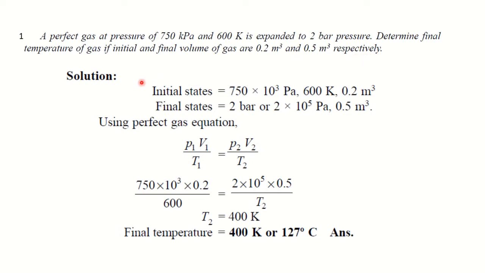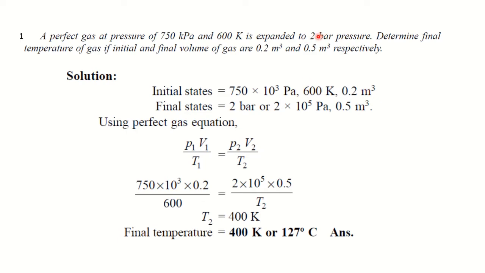So it's a very simple example. The initial states are, this is the pressure given, kilopascal. So I just wrote 750 times 10 to the power of 3 pascals. The temperature is given, initial value, volume is given. P1 is given, T1 is given, V1 is given.